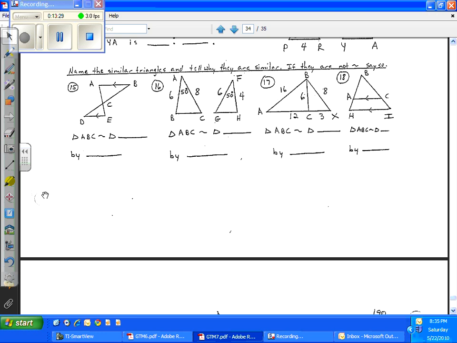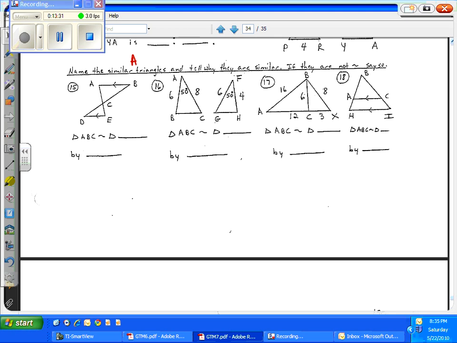The 3 ways to prove that 2 triangles are similar, recall, is angle-angle. That means all of the angles of one equal all of the angles of another. Side-angle-side means that an angle of one triangle is equal to an angle of another, and the sides that form those angles are in proportion. And then side-side-side, which means that all 3 sets of sides are proportional, meaning small over small equals medium over medium equals large over large. So let's see what we've got.